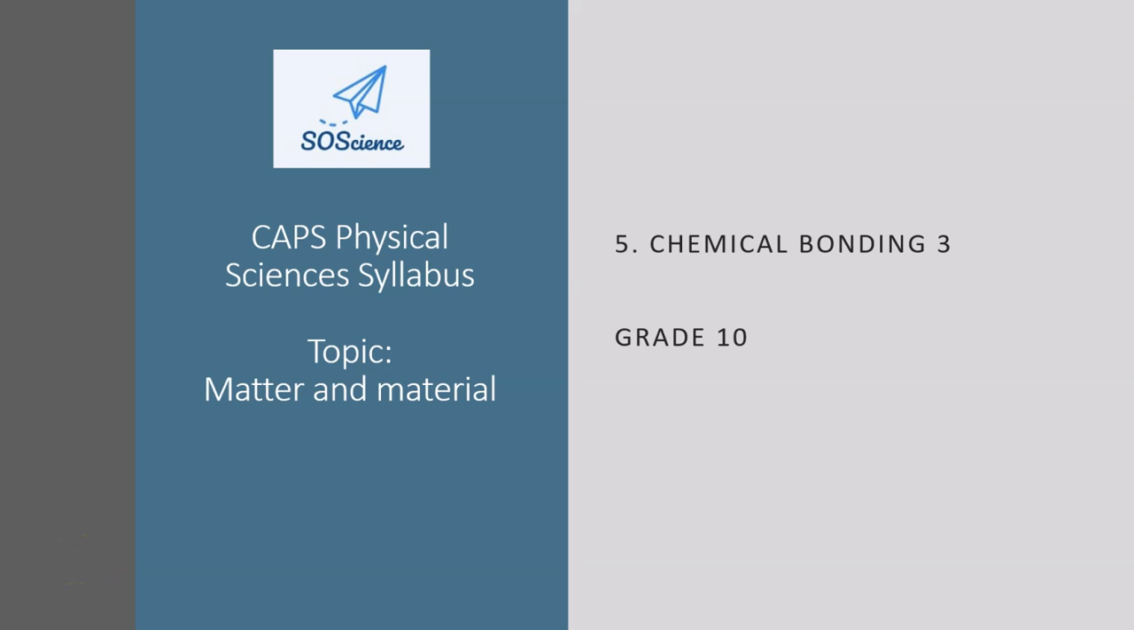Welcome back, grade 10s. In today's lesson, we are going to complete chemical bonding. Now, we've already looked at Lewis dot diagrams for covalent bonds. We then went on to look at ionic bonds and Lewis dot diagrams for ionic bonds. We're not finished discussing ionic bonds though.